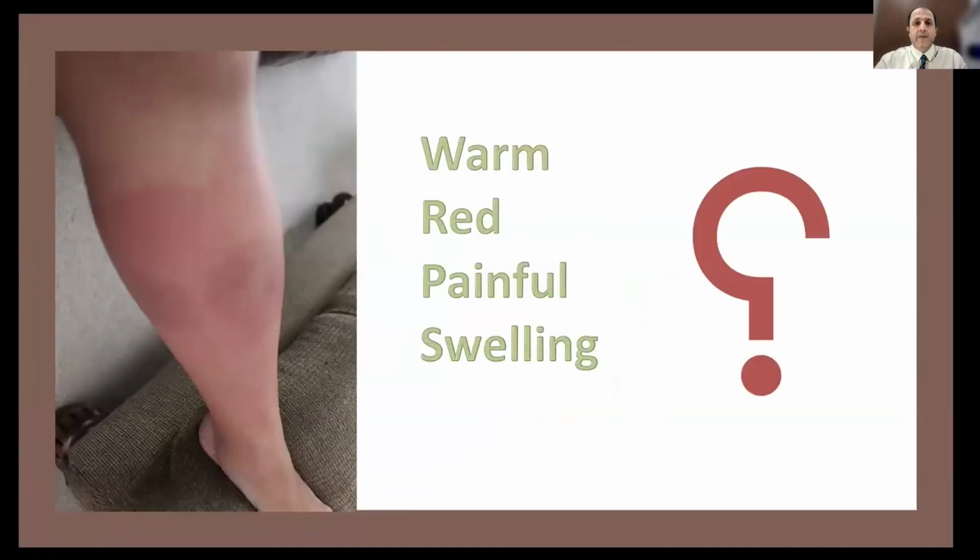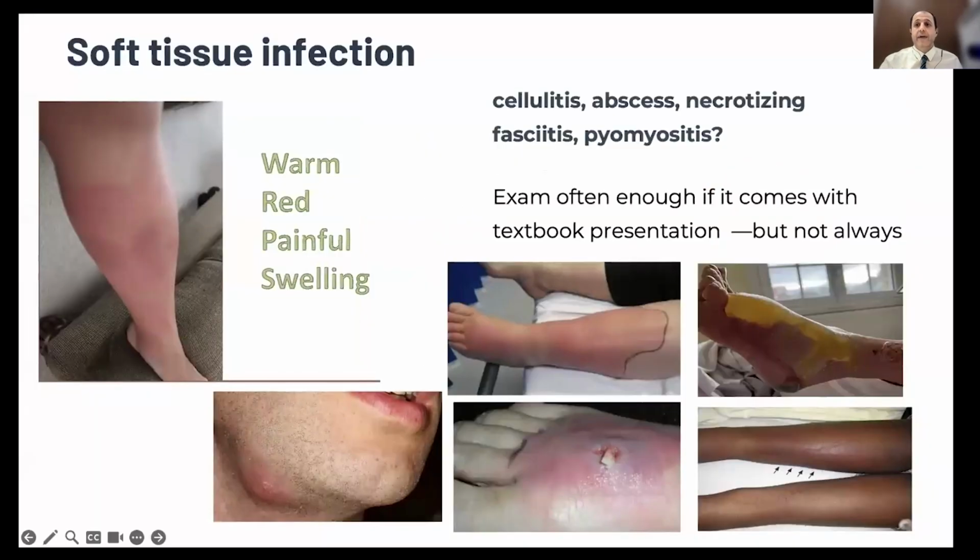When we are talking about soft tissue infection, usually a patient presents with warmth, redness, pain, and swelling, and some of them have fever. But this presentation is not just one sickness. We have different types of infection when we talk about soft tissue infection, for example cellulitis, abscesses, necrotizing fasciitis, or pyomyositis. All of them may come with this presentation: warm, red, painful, swelling, and fever.